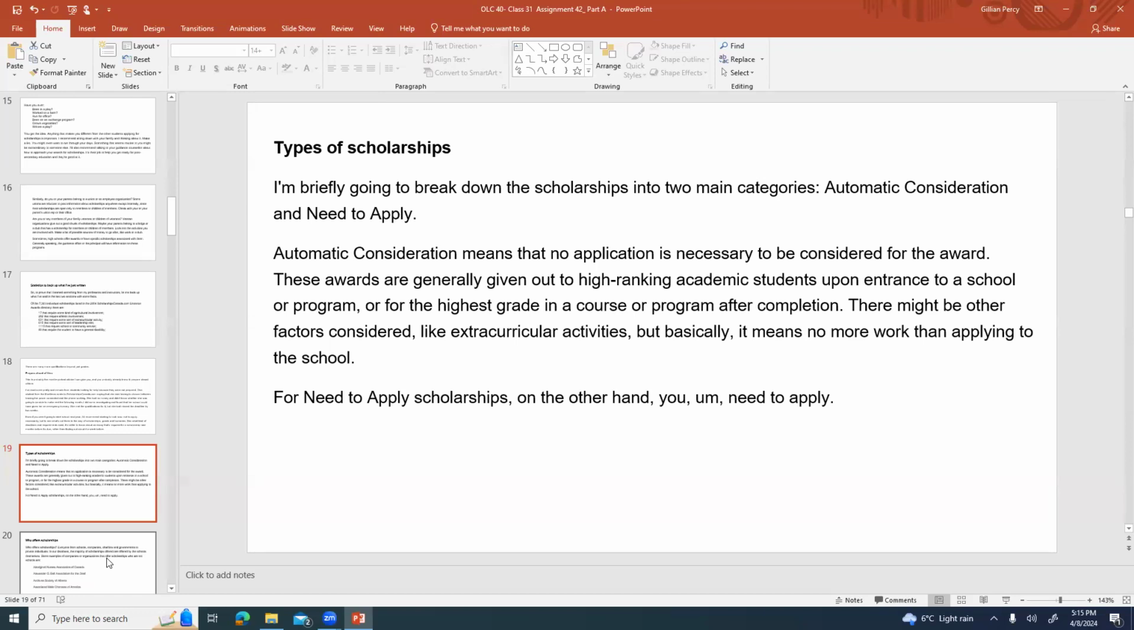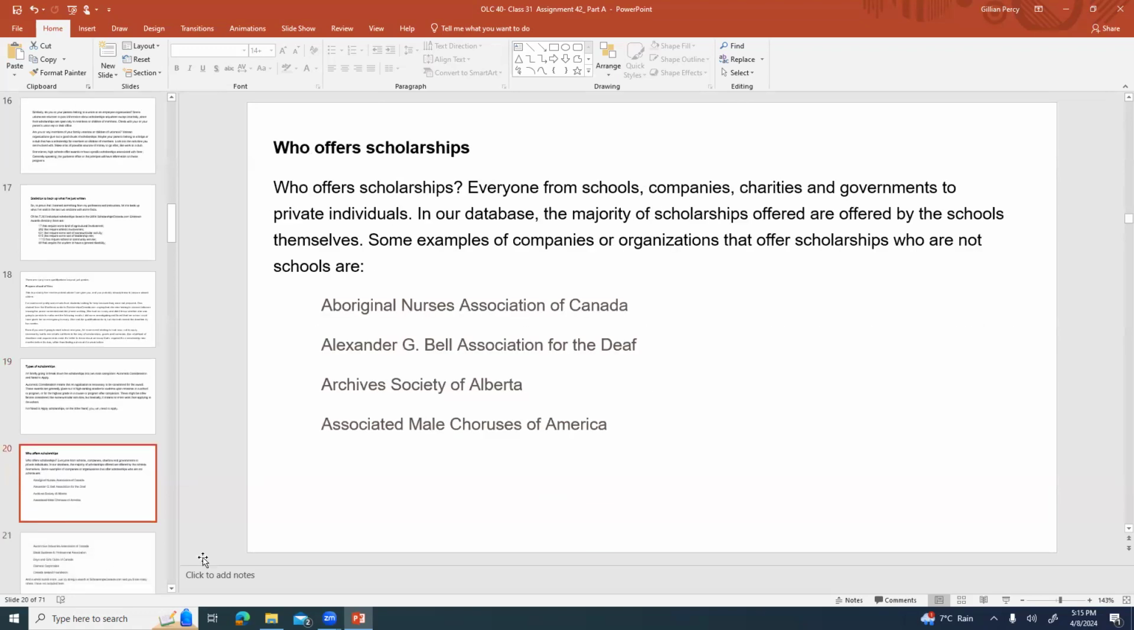For need to apply scholarships, on the other hand, you need to apply. So on the one hand, it's more work. On the other hand, they're usually more open-ended. They might be looking for all sorts of things, like having been on a certain kind of sports team, or helping out in drama or leadership, or I've seen some for mature students or women only, or those kinds of things. It can be much different in terms of just marks.